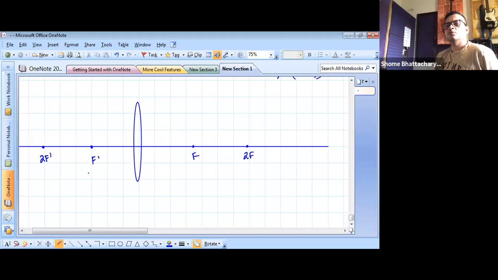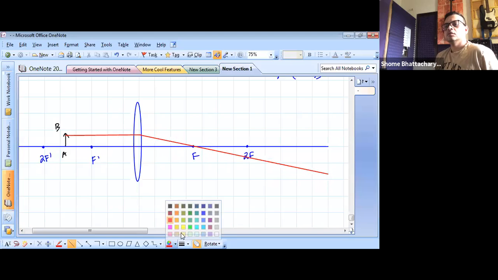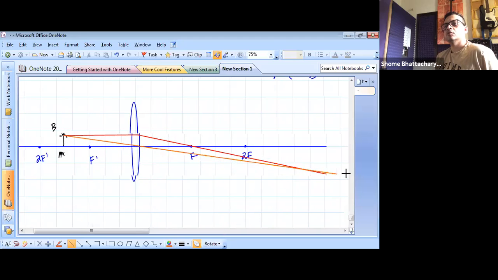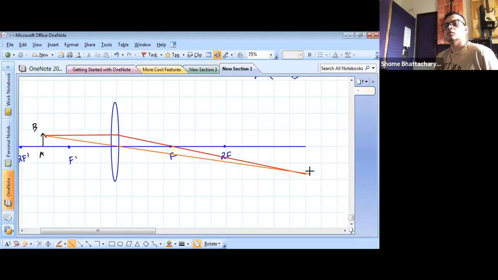So now if I consider my object to be somewhere here, the most common type of ray to consider is parallel to the principal axis, which passes through the focal point. And the next most common type of ray is the one through the pole. You can see that they are meeting quite far away.